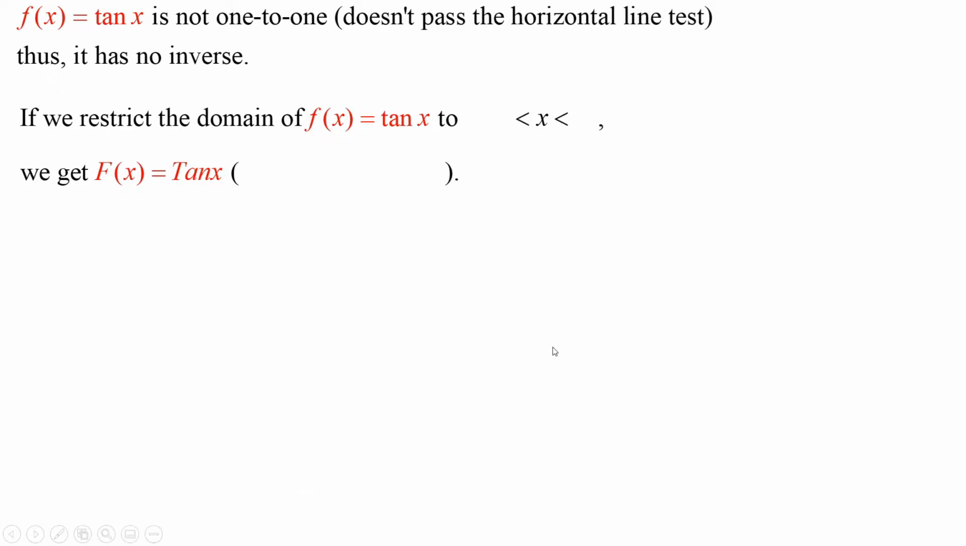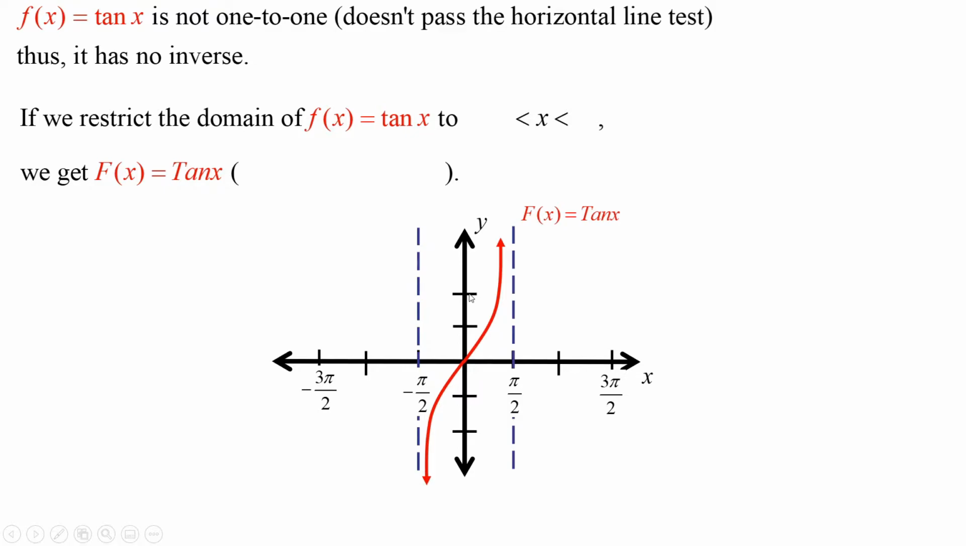So visualize the graph here, and I've only done this graph between negative pi over 2 to pi over 2. Do you see those two vertical lines right there? Well, in this restricted domain, okay, tangent of x is 1-to-1. So if we restrict the domain of f of x equals tangent of x to negative pi over 2 less than x, and x less than pi over 2, we get f of x equals tangent of x.